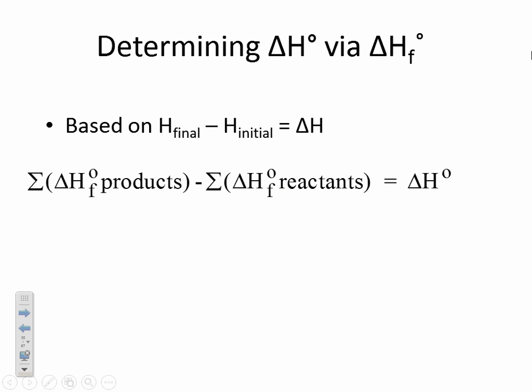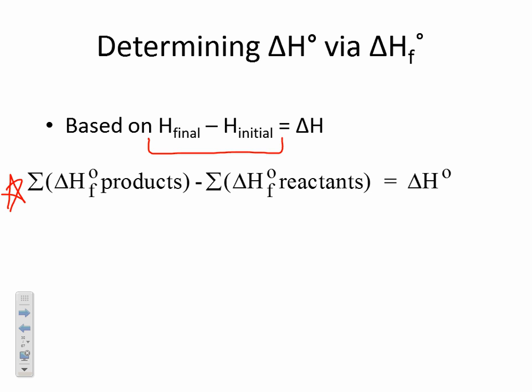Now, utilizing delta H of formation, how can we use delta HF naught to get delta H for another reaction, a totally different reaction, a reaction that is not a formation reaction? We have an equation. It's fundamentally based on this idea, final minus initial.